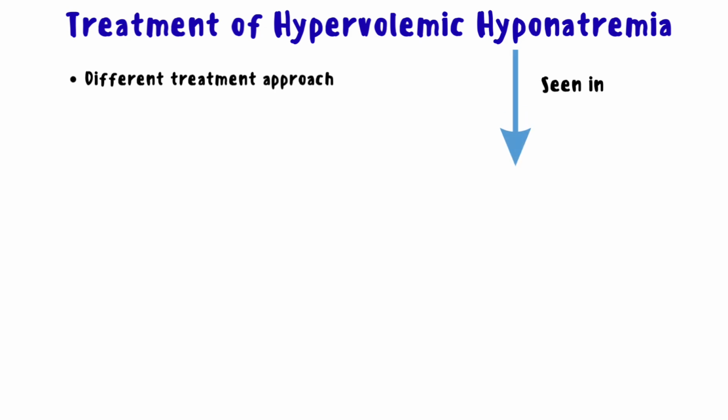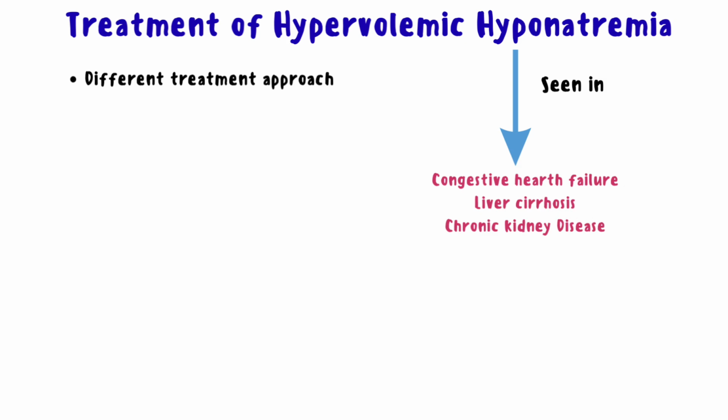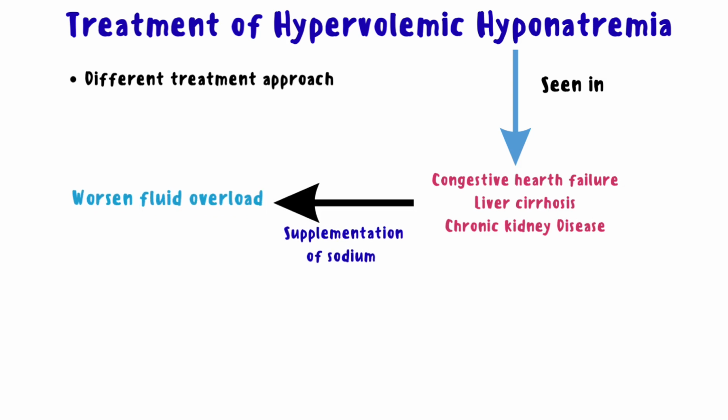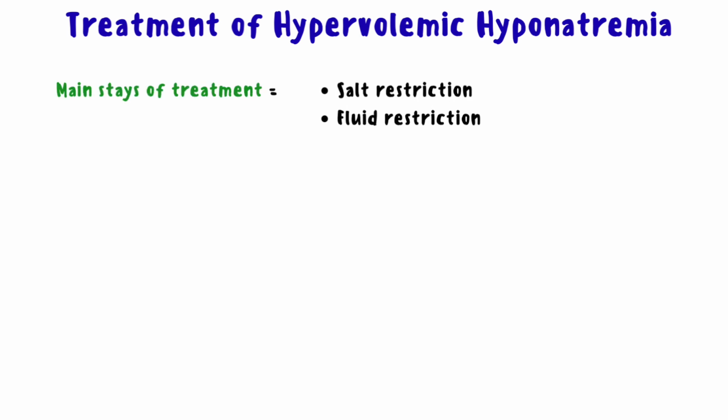For the treatment of hypervolemic hyponatremia, the treatment approach will be different. As hypervolemic hyponatremia is seen in patients with congestive heart failure, liver cirrhosis, and chronic kidney disease, the supplementation of sodium may worsen fluid overload. It is challenging to treat hyponatremia in patients with edema. The supplementation of salt carries the risk of fluid overload, therefore it is generally avoided. The mainstays of therapy are salt restriction and fluid restriction.